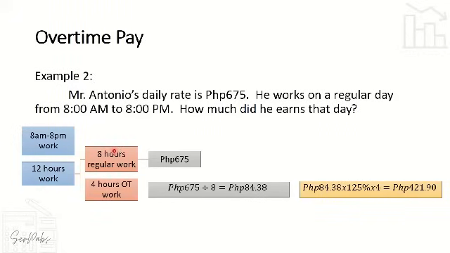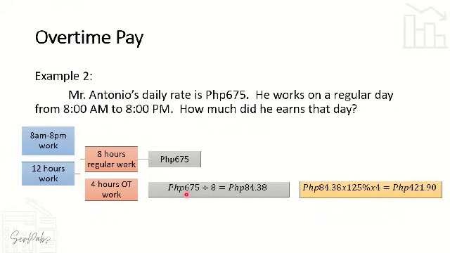Then yung 8 hours doon regular work. So binabayaran ng 675 yun. Well, yung kanyang 4 hours ay overtime work na. So yung sobra sa 8 hours is 4, which is considered to be an overtime work. So yung overtime work natin will be multiplied by 125%. So yung kanyang hourly rate, i-multiply sa 125%. Pero wala tayong hourly rate eh, kasi ang given dito ay daily rate. So divide natin yung 675 divided by 8 para makuha natin yung per hour niya.